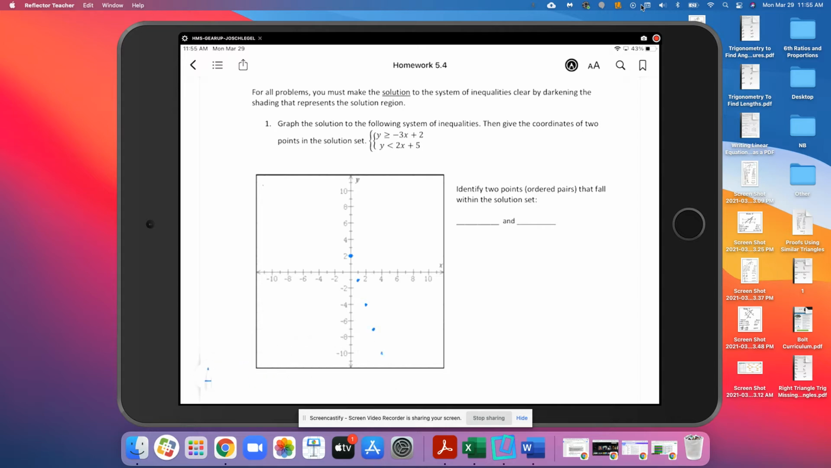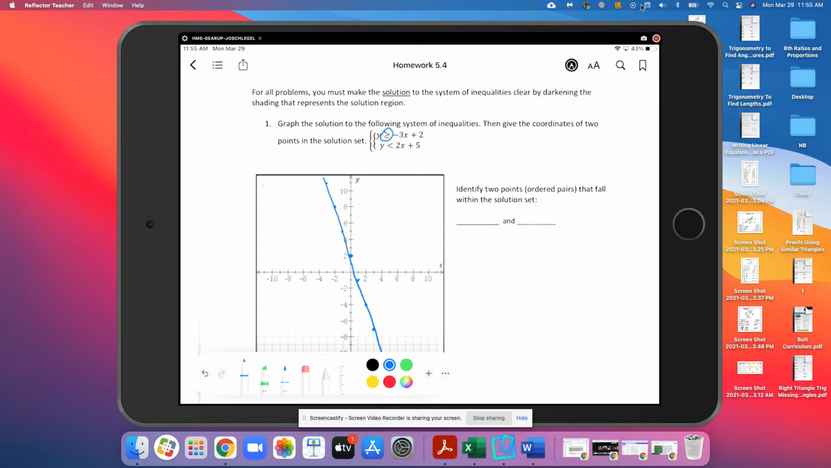Something along these lines. And since we do have the equal sign underneath the greater than symbol, it is going to be a solid line that passes through these points. So that's our first equation.